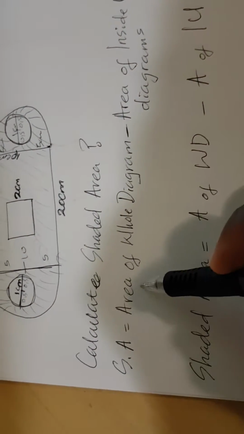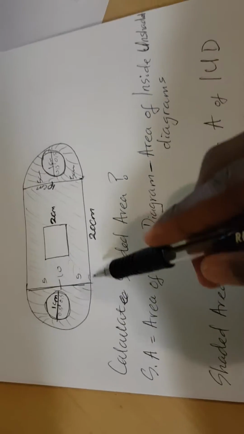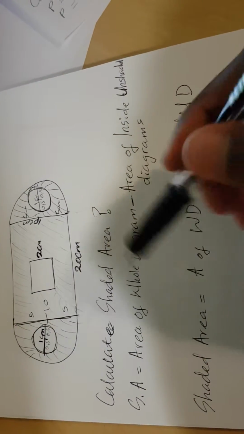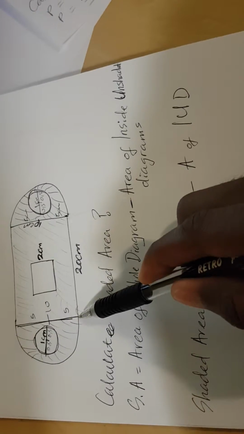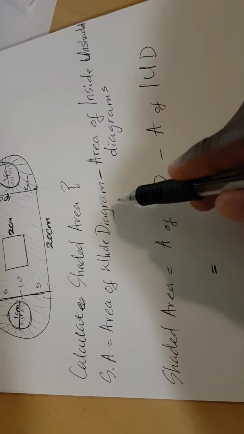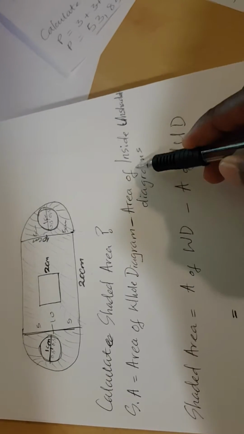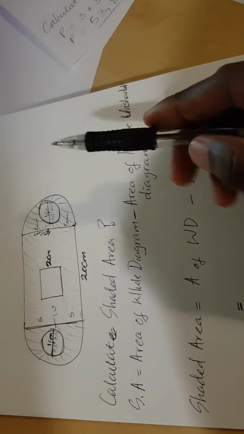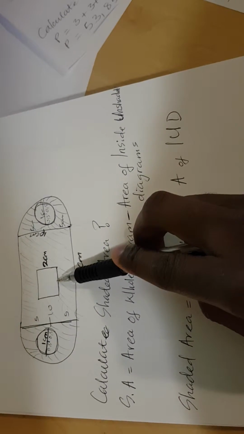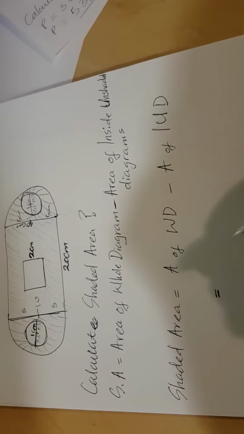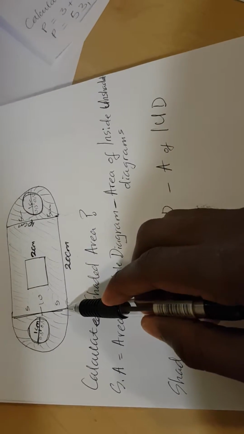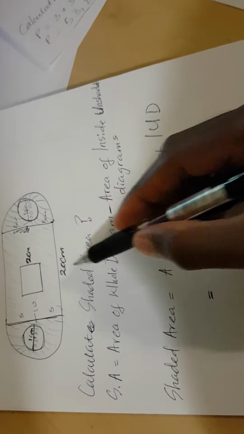Shaded area is equal to the area of the whole diagram. The whole diagram comprises a rectangle plus two half circles lying at the edge of the rectangle. So now we need to calculate the area of the whole diagram, and we subtract the area of the inside unshaded diagrams. The inside unshaded diagrams are two equal small circles plus a square. So let's figure out the area of the whole diagram. Remember, the whole diagram comprises two equal half circles and a rectangle.